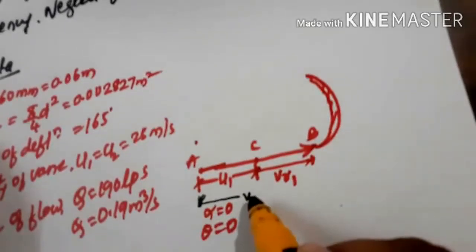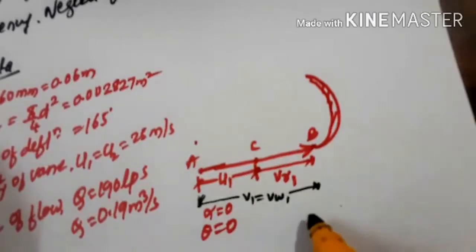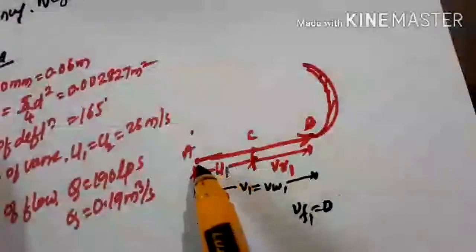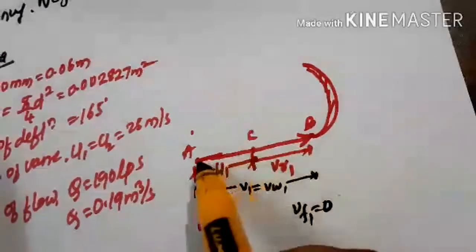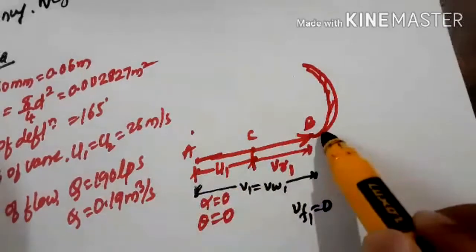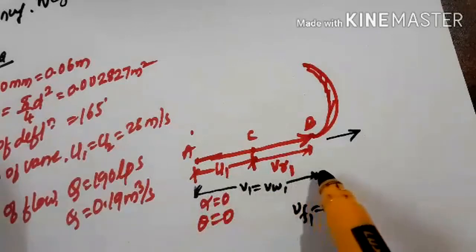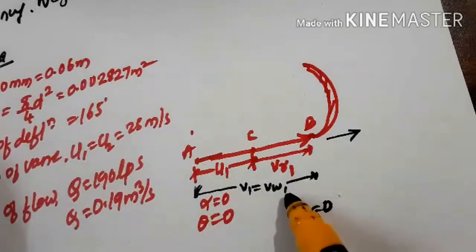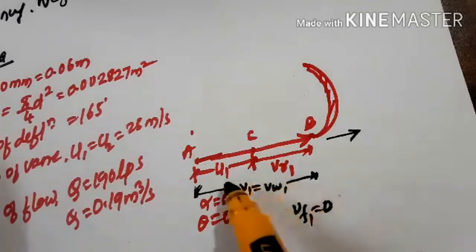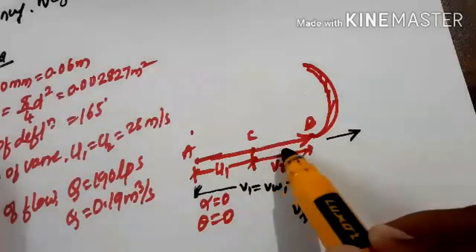In this inlet velocity triangle, V1 will be equal to VW1, and in this problem the velocity of whirl will be 0. Since the inlet velocity triangle is a straight line, we can mark only the velocity of the vane, because the vane is moving in this direction, and the absolute velocity will be V1. So V1 equal to VW1, and VR1 is the relative velocity, that is V1 minus U1, which can be represented as the line CB.